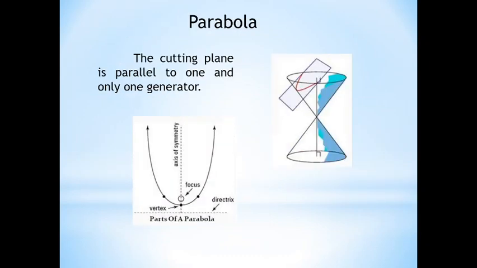So the first conic section is the parabola. So we can say that a conic is a parabola if the cutting plane is parallel to one and only one generator. So dito, sa image na ito, we have the right circular cone and the cutting plane. So as you can see, ang ating cutting plane is parallel to one generator. So this is the cutting plane and this is the generator. They are parallel. At kapag ganun, makakabuo tayo dito ng parabola.